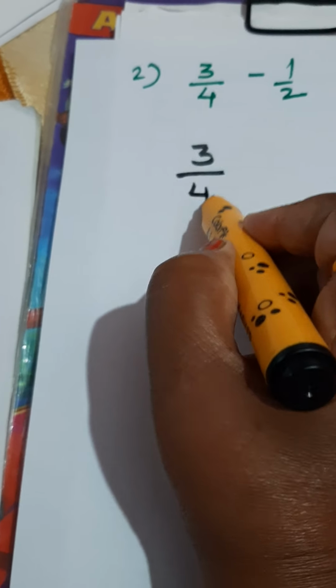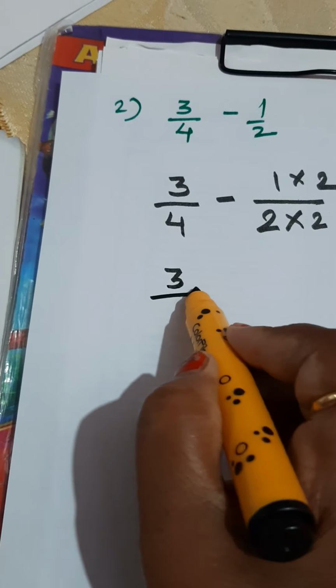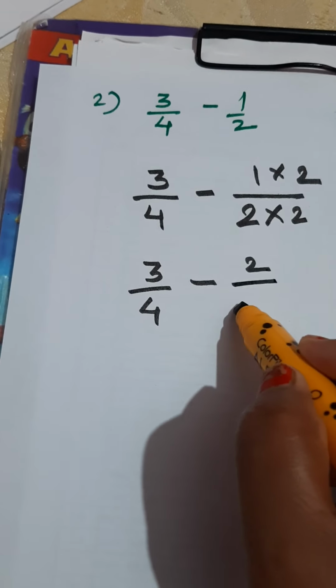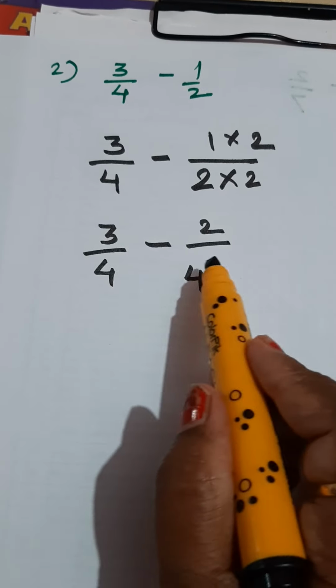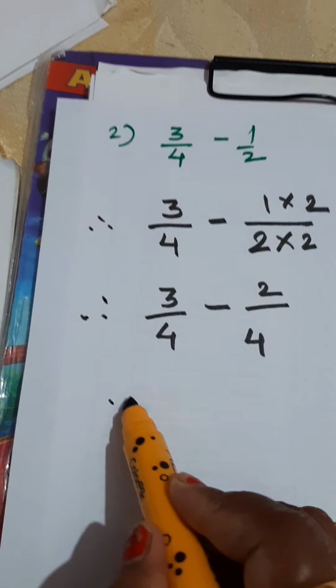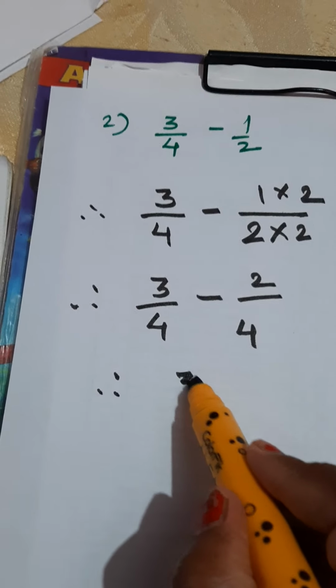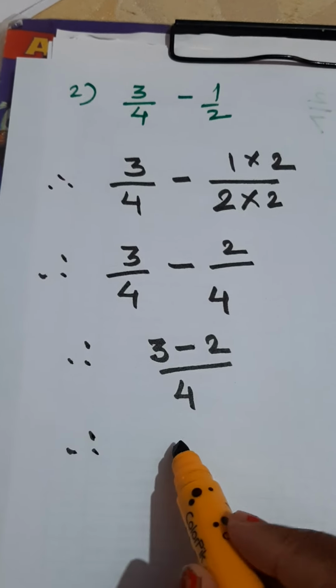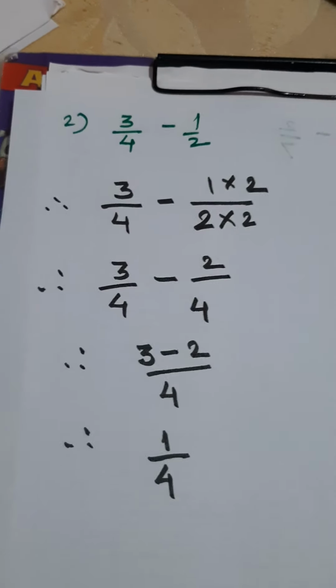So let's write the first fraction as it is, 3 upon 4 minus 1 upon 2. Multiply here also by 2 and here also by 2. So 3 upon 4 minus 2 ones are 2, 2 twos are 4. Now they are like fractions, so easily we can subtract the numerators. Give them the common denominator. 3 minus 2 upon 4. 3 minus 2, 1. 1 upon 4. This is the answer.